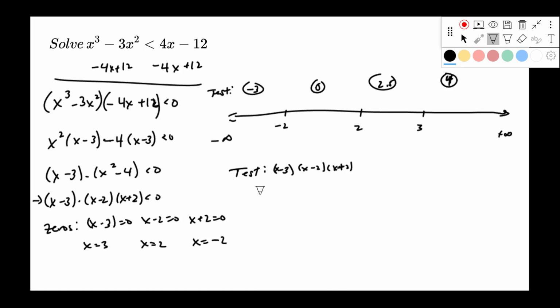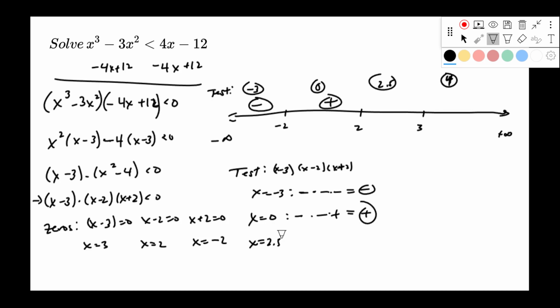Okay, here we go. We're testing x equals -3. So -3 minus 3 is a negative. -3 minus 2 is a negative. -3 plus 2 is a negative. Negative times negative times negative is a negative result. This result here is negative. Let's try 0. 0 minus 3 is negative. 0 minus 2 is negative. 0 plus 2 is positive. Negative times a positive is a positive result.